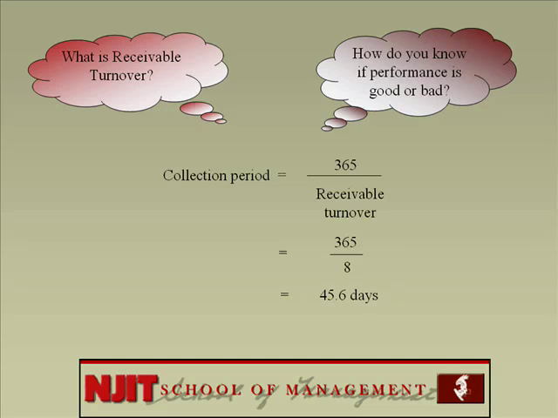Now, I want you to do part C of Jacksonville Company. Assume the credit period is 30 days. What do you conclude about the way they're managing accounts receivable? So this is part C. Stop this recording, try it, and restart when you're done.